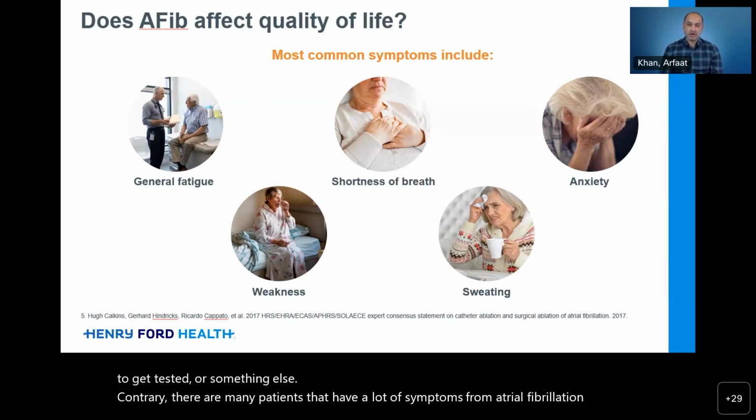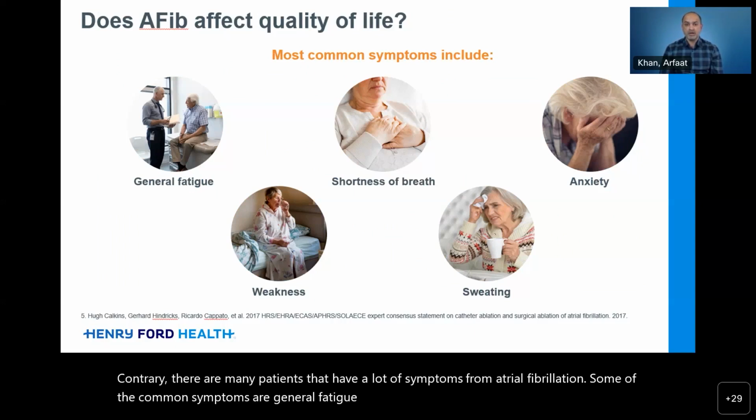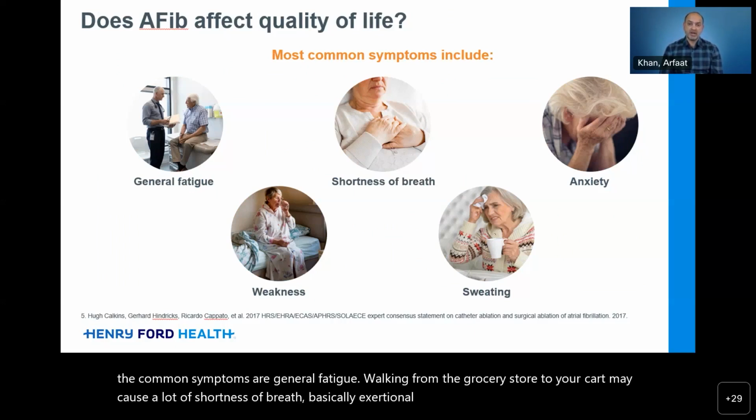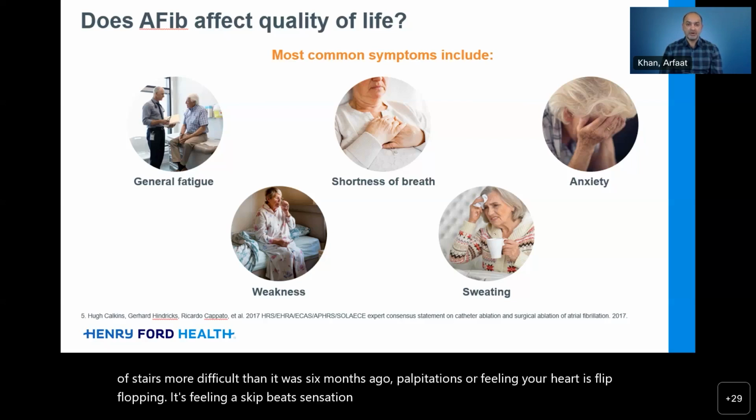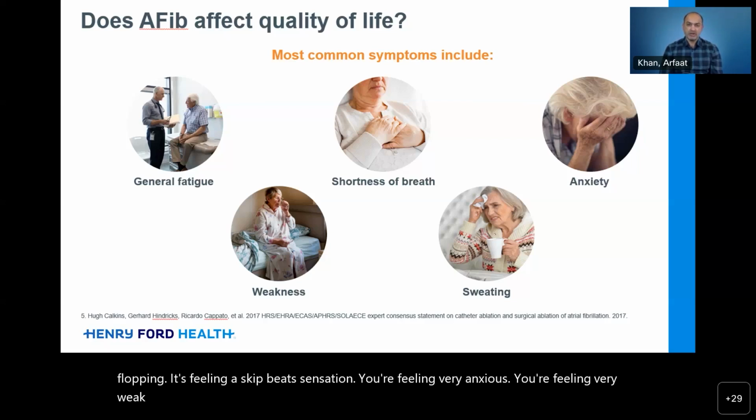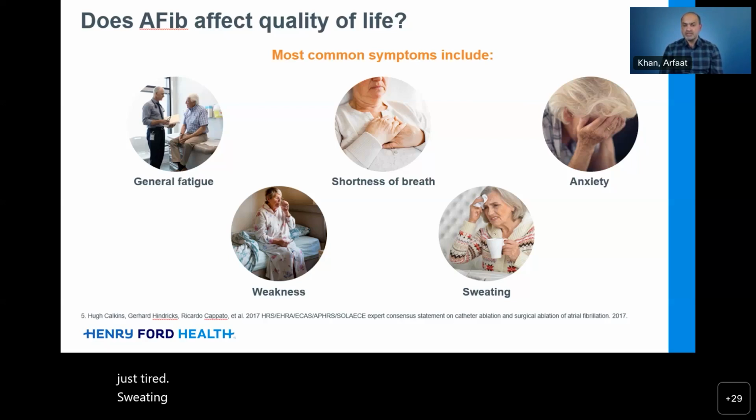Some of the common symptoms are general fatigue. Walking from the grocery store to your car may cause you a lot of shortness of breath. Basically, exertional shortness of breath. Going up a flight of stairs is more difficult than it was 6 months ago. Palpitations or feeling your heart is flip-flopping, feeling a skipped beat sensation. You're feeling very anxious. You're feeling very weak, just tired, sweating. These are all signs and symptoms that could represent atrial fibrillation.